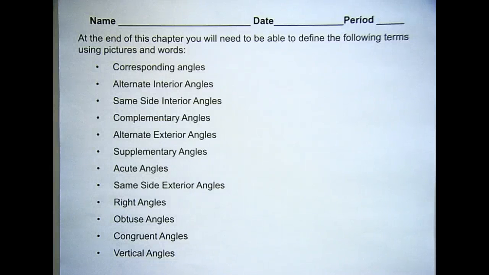This chapter, we're starting on chapter 1. We're going to be talking about parallel lines today and their related angles. But this chapter, you're going to have a bunch of vocab. In fact, on your chapter test, you're going to have some terms you need to define. That's a chunk of your test. So at the end of this chapter, you'll need to know these terms.